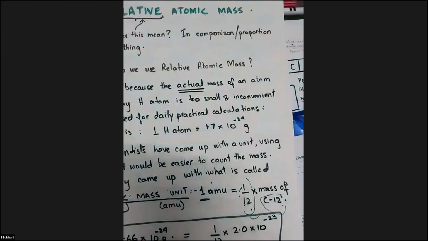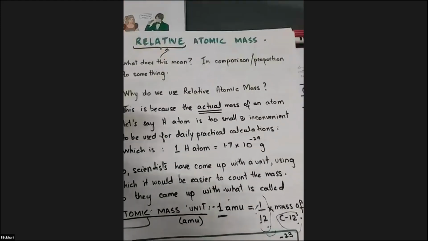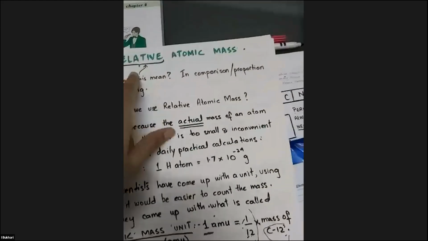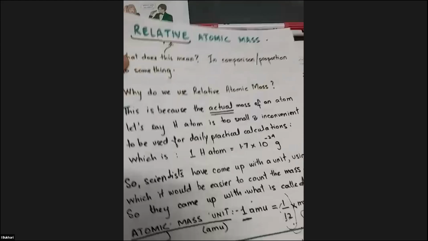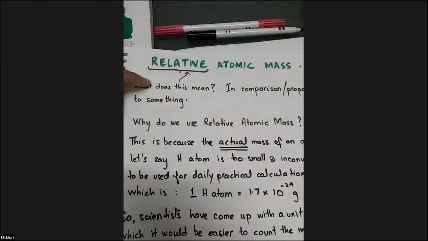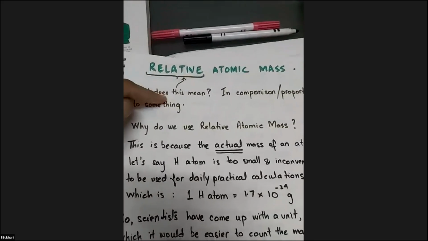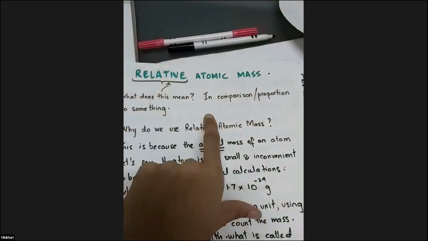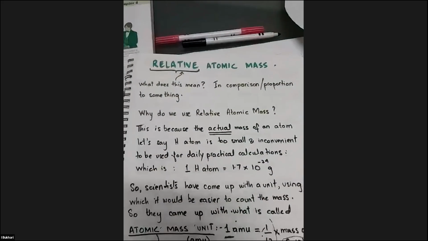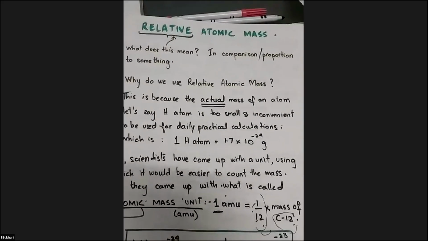So we know that the mass is the sum of the number of protons and neutrons. But why do we use the term relative with it? What does relative mean? Relative means in comparison or proportion to something, right? So what are we comparing this atomic mass to?